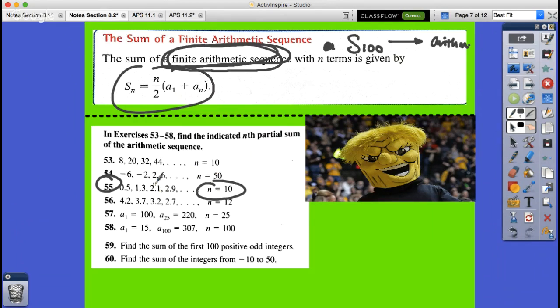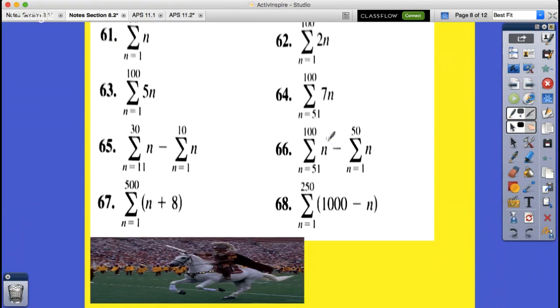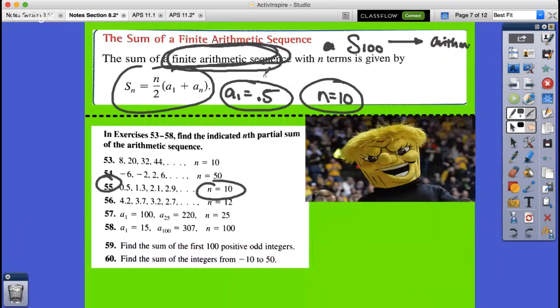Where obviously, as I see it here, a sub 1 is equal to 0.5, so we've got that there. n is 10. Remember, the n refers to the amount of terms. Don't confuse that with the n that are in these summations. These are different n's. This is what I plug into the equation, the amount of terms that I am combining together. So n is equal to 10. 0.5 is my A1. My a sub n is the same thing as a sub 10 because that's the last term. So when we do a sub n, that just means whatever the last term is. And so I'm going to have to solve for what the a sub 10 is.